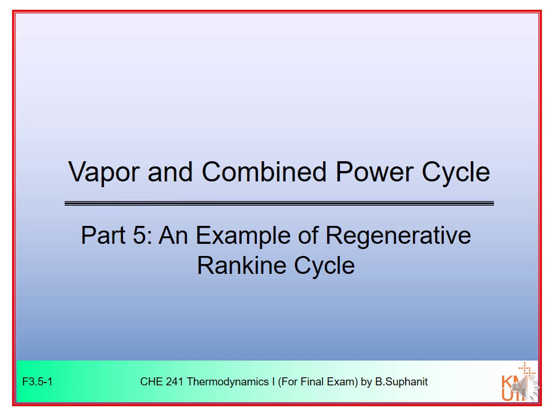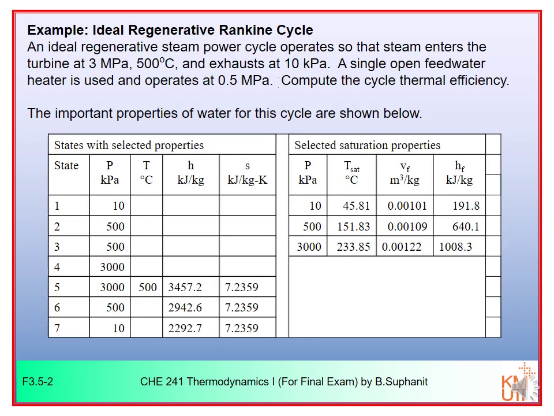Hi, in this part of the lecture, we are going to talk about an example of regenerative Rankine cycle. In this example, we are going to consider an ideal regenerative Rankine cycle. The steam that enters the turbine would be at the condition of 3 megapascal and 500 degrees Celsius. And the final exhaust pressure would be at 10 kilopascal.